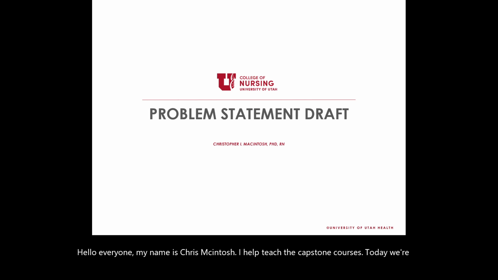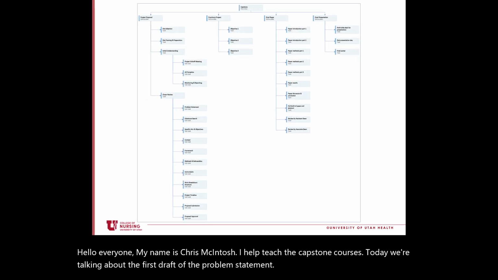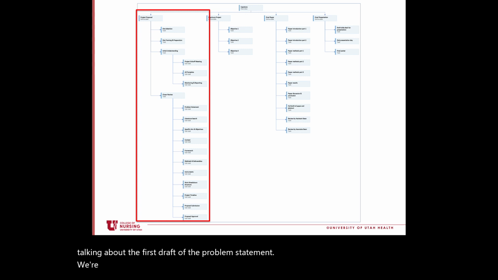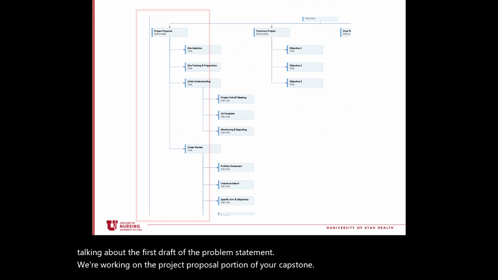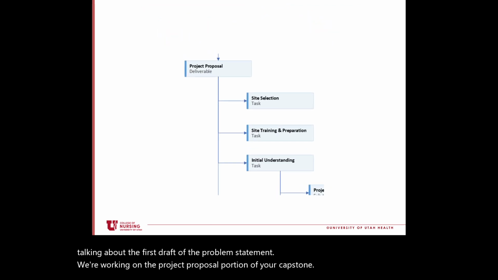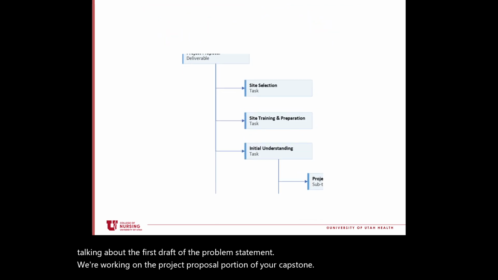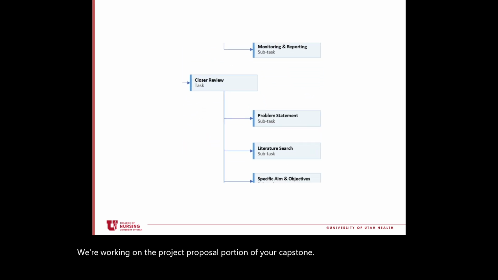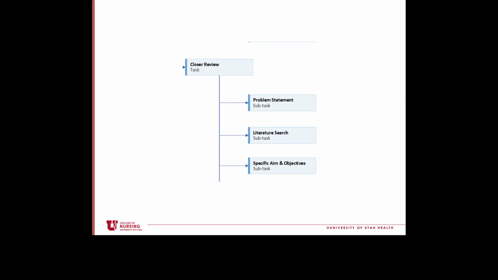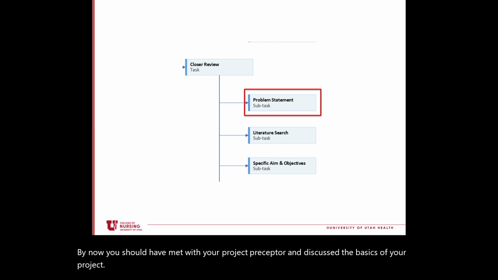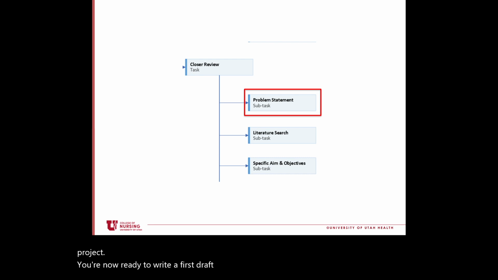Today we're talking about the first draft of the problem statement. We're working on the project proposal portion of your capstone. By now you should have met with your project preceptor and discussed the basics of your project. You're now ready to write a first draft of your problem statement.